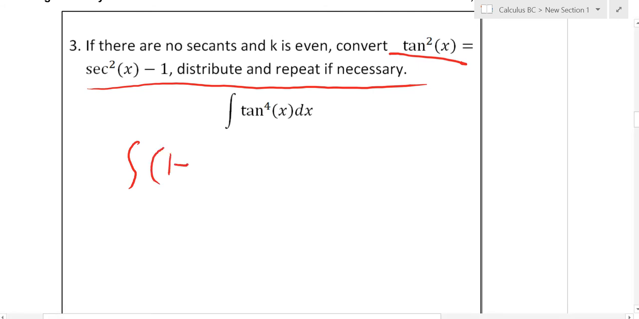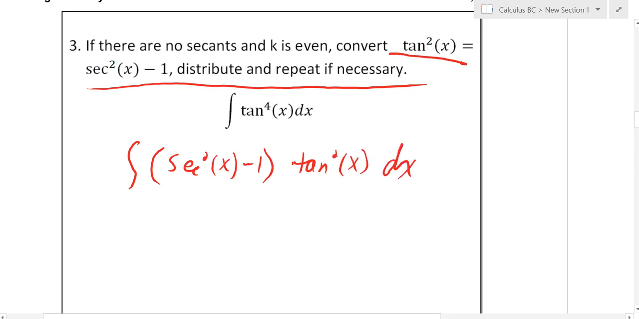as 1 minus, not 1 minus, I'm sorry. Convert tangent squared to secant squared, distribute, repeat if necessary. Okay, great. It's going to be secant squared minus 1, and we have 2 of those. You okay with that? Well, same thing. Well, actually, no. Let's leave it like that. Here we go. This makes more sense.